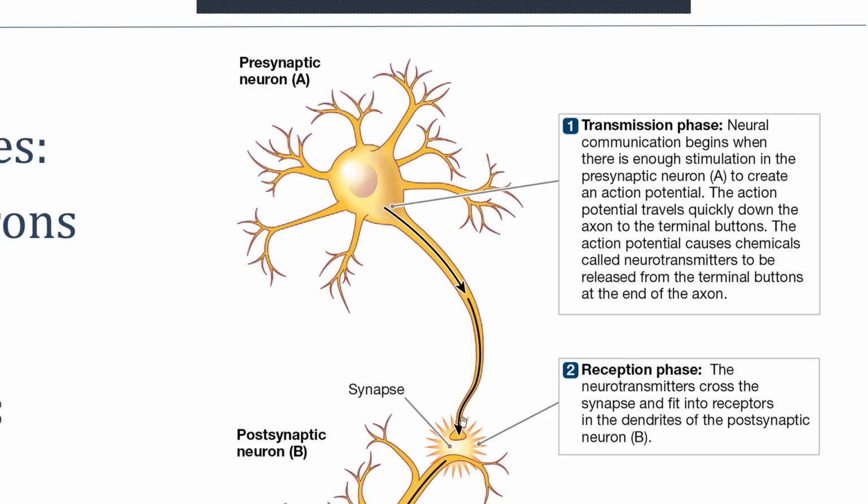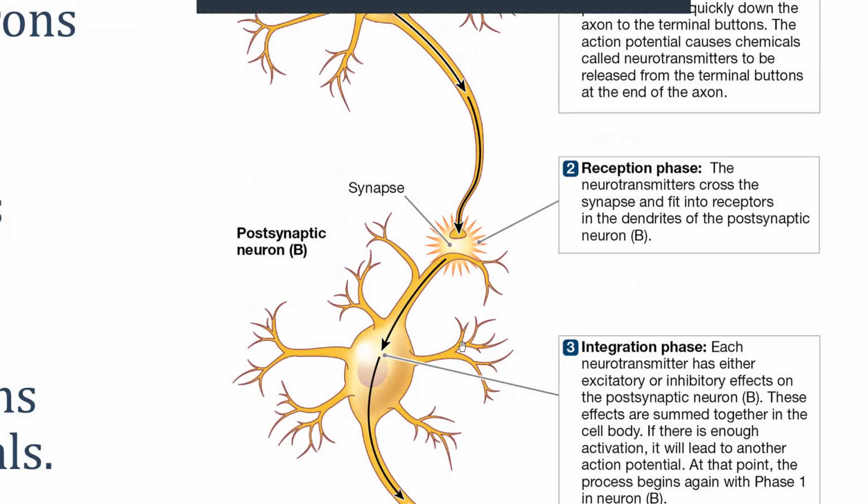This is what's going to cause chemicals, neurotransmitters, to be released from the terminal buttons at the end of the axon. So the reception phase is when the neurotransmitters cross the synapse, the tiny gap, and these chemicals fit into receptors on the dendrites of another neuron. That's the reception phase. So the second neuron is receiving the chemical message from the first neuron.